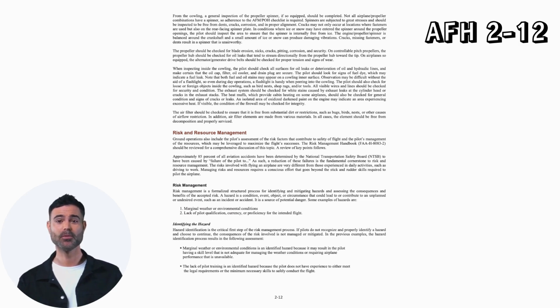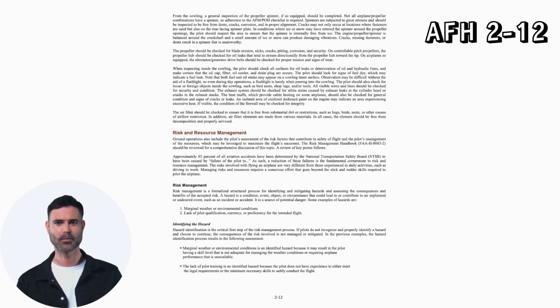The air filter should be checked to ensure that it is free from substantial dirt or restrictions, such as bugs, birds, nests, or other causes of airflow restriction. In addition, air filter elements are made from various materials. In all cases, the element should be free from decomposition and properly serviced.